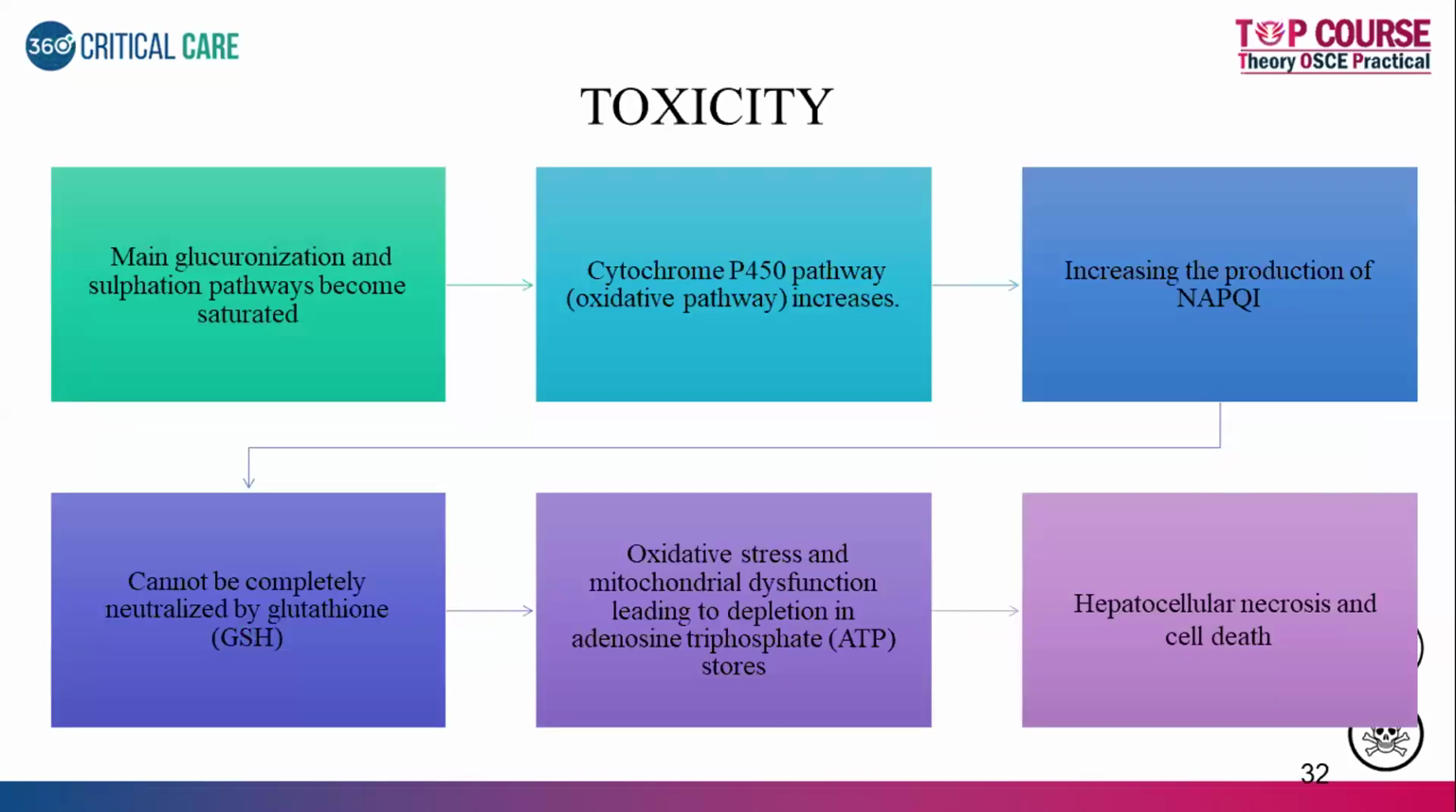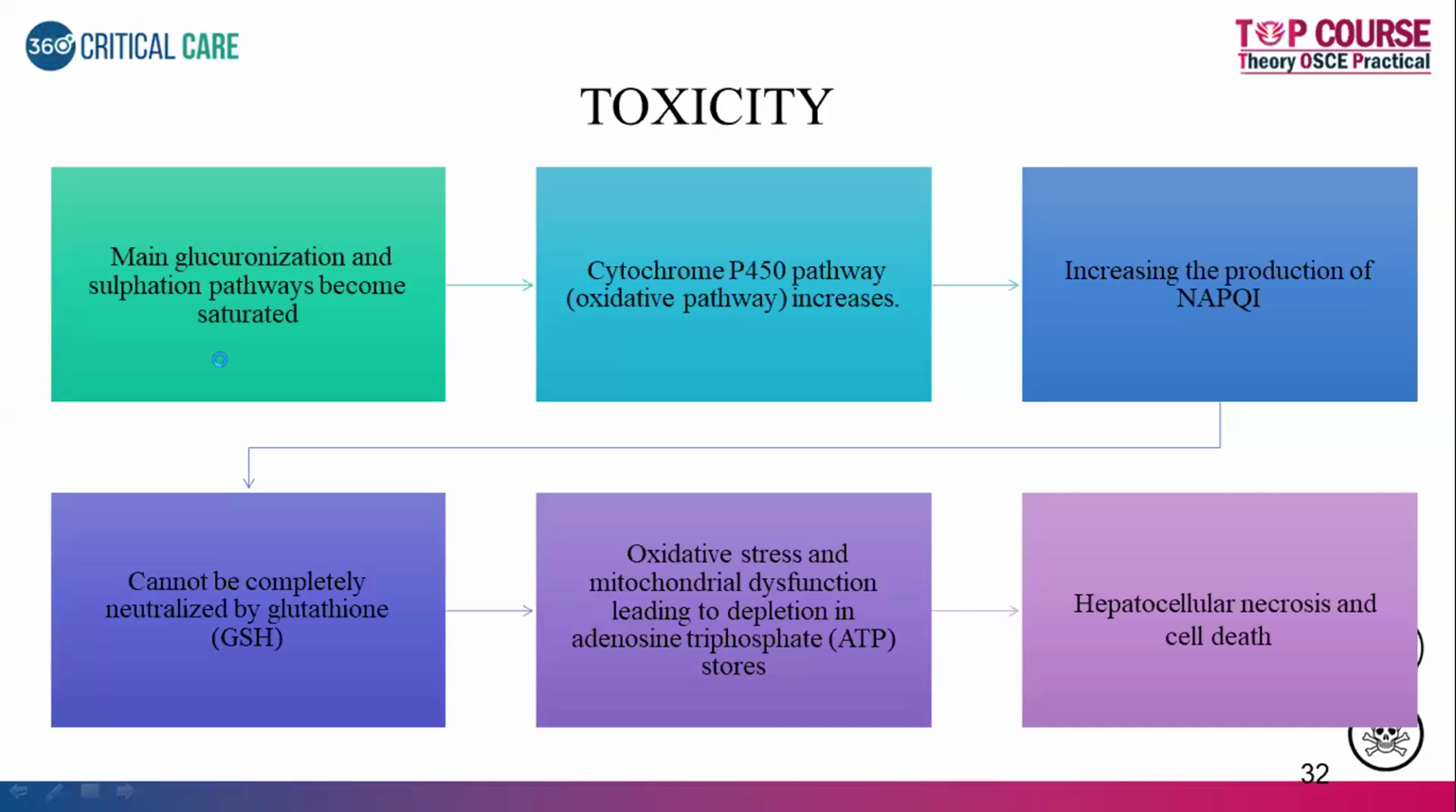Now coming to the toxicity. How does paracetamol toxicity occur? When a lot of drug, more than the therapeutic dose, is ingested, the glucuronidation and sulfation pathways become saturated. Most of the drug which can be metabolized will be metabolized, but the remaining drug will go into the second pathway, which is the cytochrome P450 pathway.